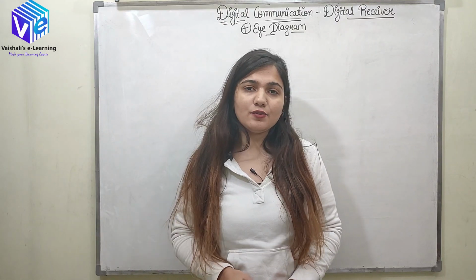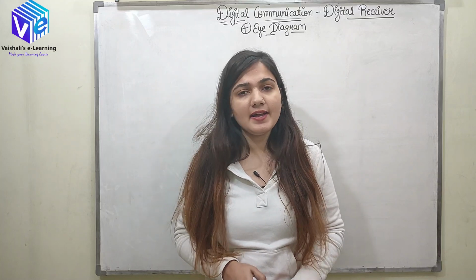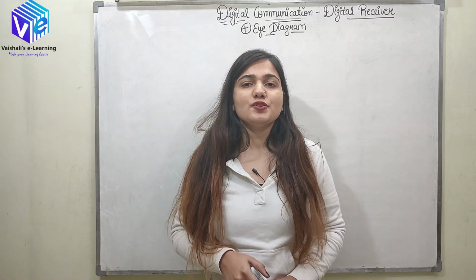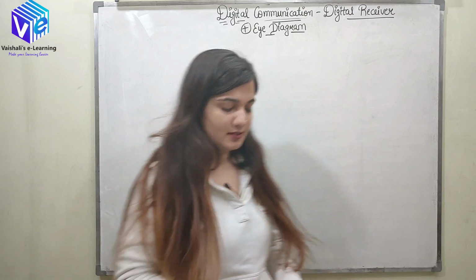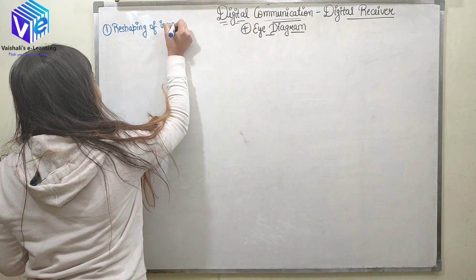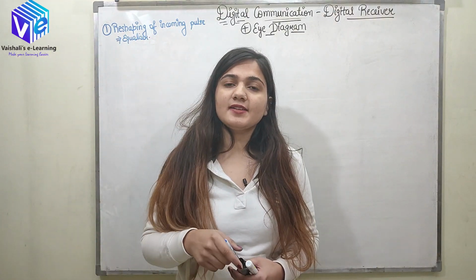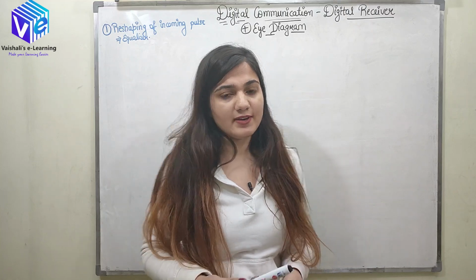In this video, we are going to discuss digital receivers and eye diagram. Eye diagram would be discussed in the last part of digital receivers. So, digital receivers is divided into three parts. The first part is the reshaping of incoming pulse with the help of equalizer.